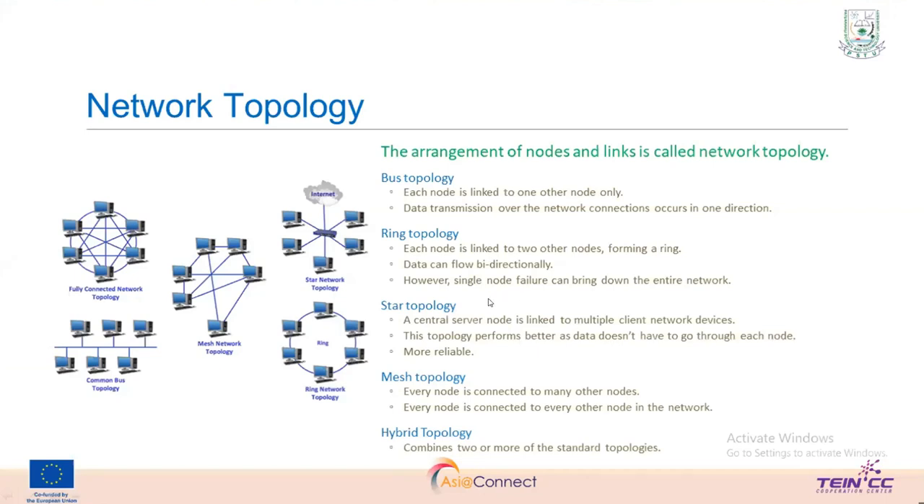Now you can see the star topology. In star topology, a central server node is linked to multiple client network devices. This topology performs better as data does not have to go through each node. It's more reliable. In mesh topology, this is the figure of mesh topology.